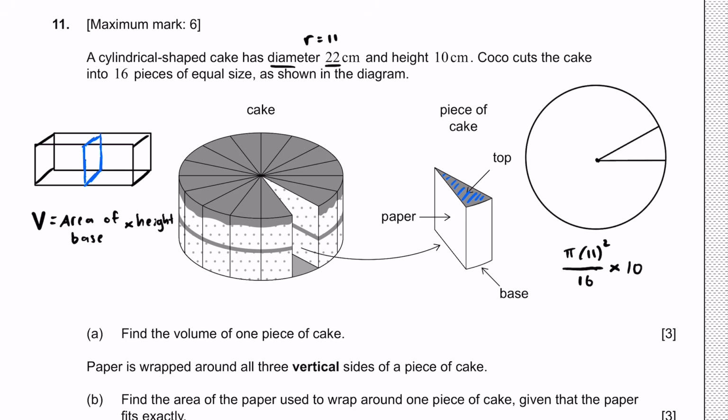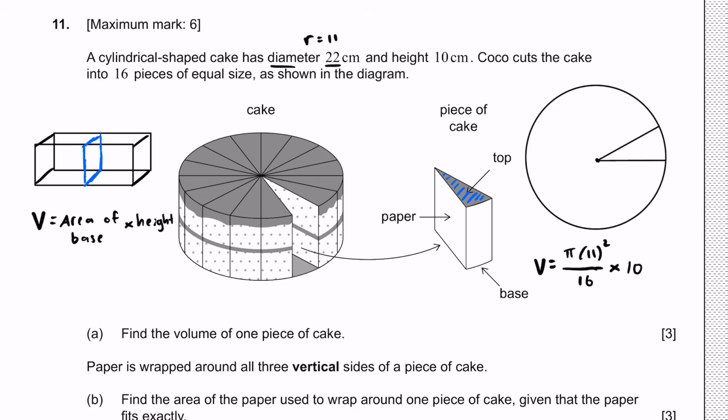So how much space does this thing take up? Well, let's find its footprint and then multiply by its height. That's essentially what we're doing here. 1/16 of pi r squared multiplied by the height of 10. I think we're good. That's the volume of one piece of cake.